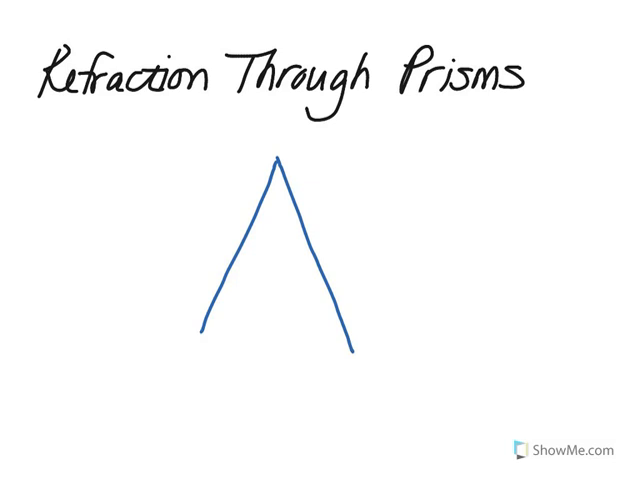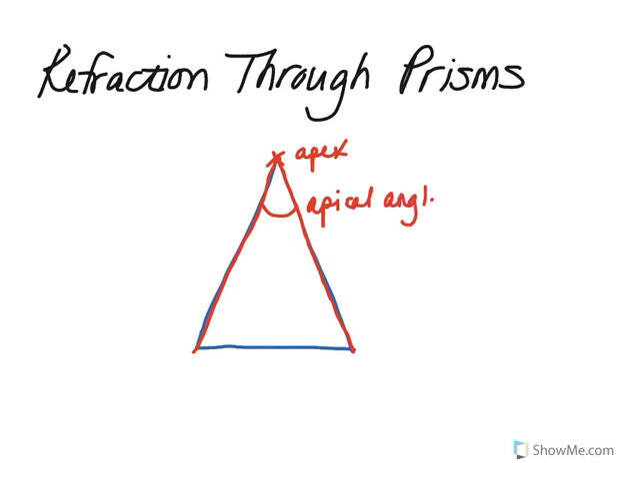And on this prism, this would be your first refracting surface, where the incident ray enters. This is the second refracting surface, where the emergent ray leaves. This top point is called the apex, and this is the apical angle, the angle between the two refracting surfaces. The bottom, the side that is opposite the apex, is called the base.